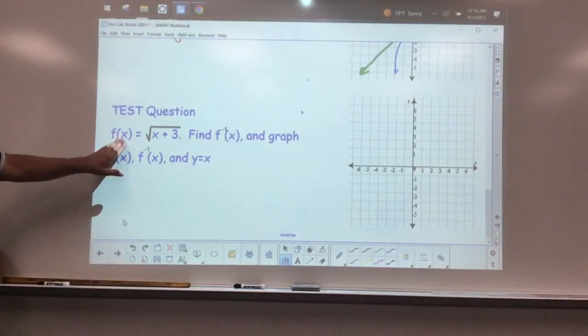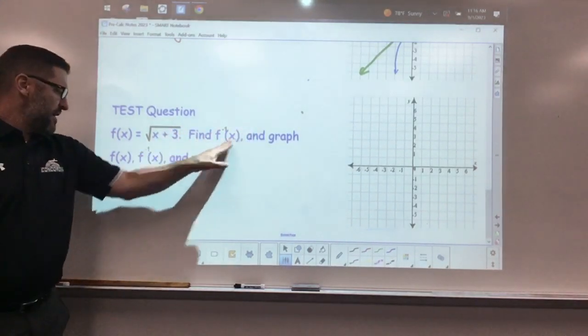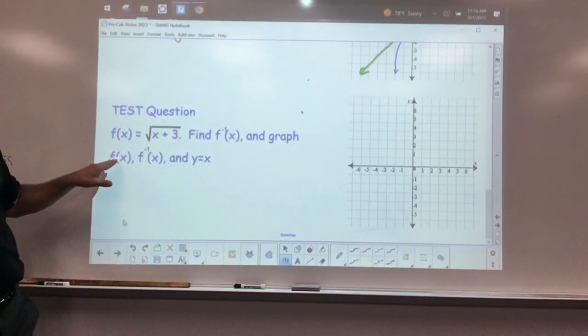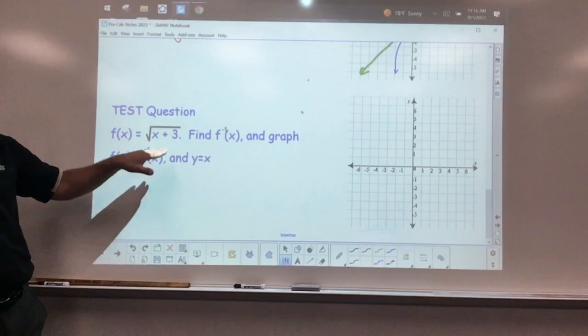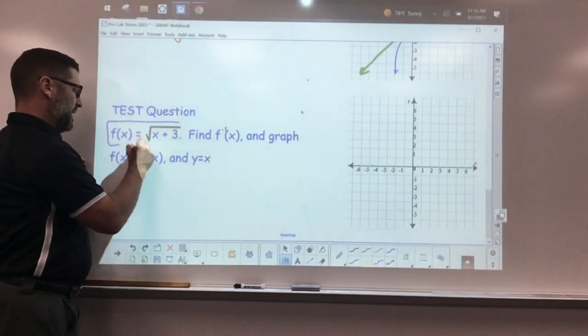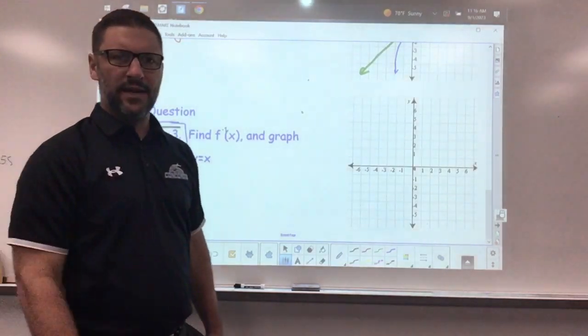All right, so it wants us to graph. It wants us to find and graph the inverse. Find the inverse and graph all 3 things. It wants us to graph the function, the inverse, and y equals x. It wants us to graph them all. So step 1, go ahead in blue and graph that right there. Let's see what we get.